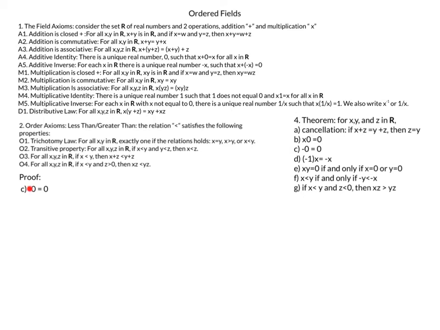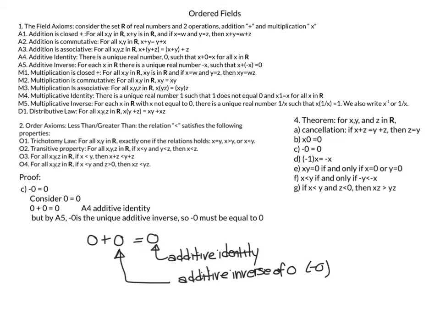Our next proof is that negative 0 is equal to 0. We're going to consider 0 is equal to 0, which is certainly true. Then we're going to add another 0 to this 0 on the left-hand side. So we're going to have 0 plus 0 equals 0. But by A5, which is our additive inverse, negative 0 is the unique additive inverse. So in other words, if we add something to a real number x, and get back x, then this something must be the additive inverse.